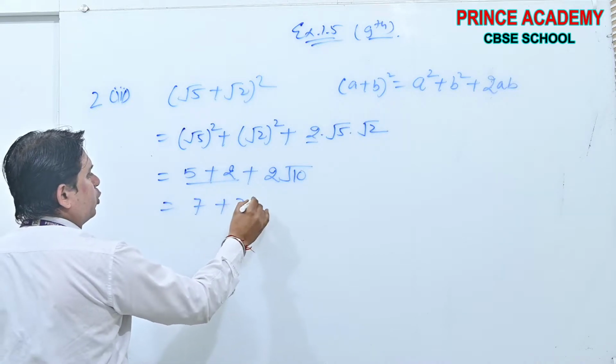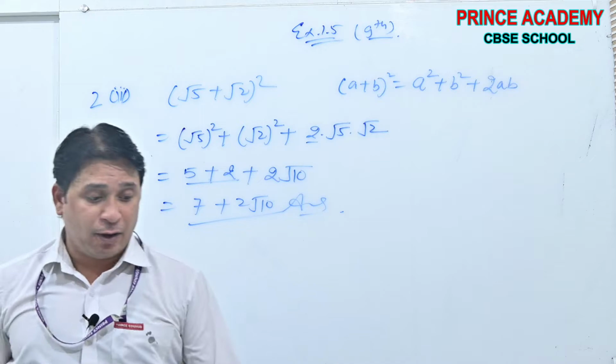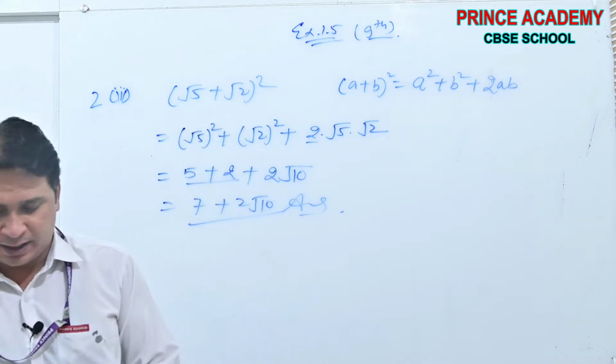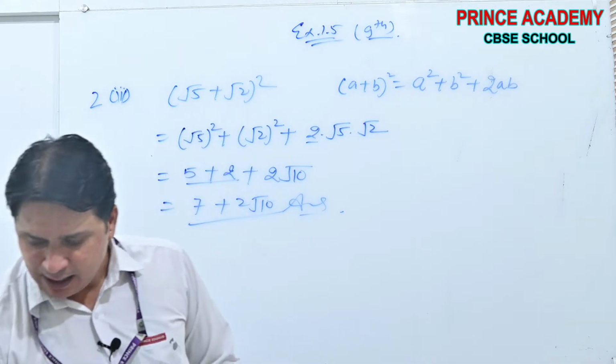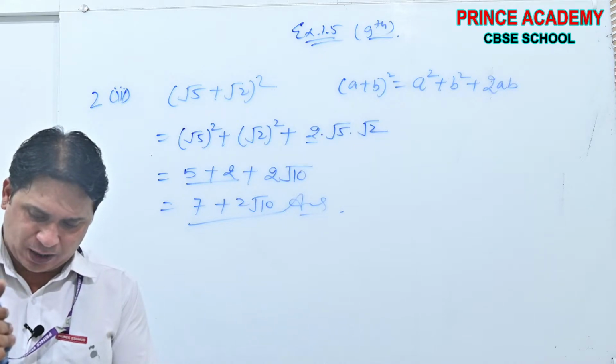7 plus 2 root 10. Yes or no? So simple it was. 7 plus 2 root 10. You got my point beta? These sums are very simple and very easily you can do this.